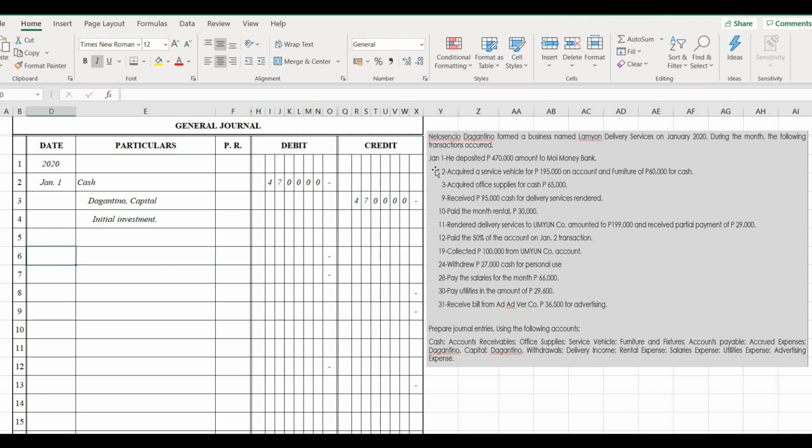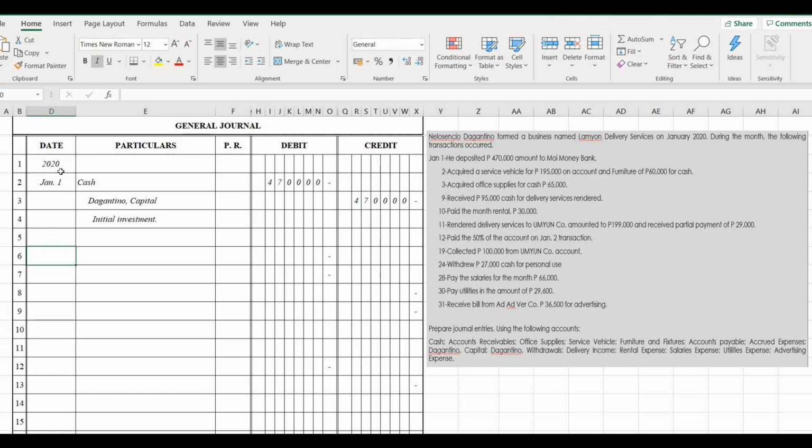So, for transaction on January 2, acquired a service vehicle for 195,000 on account and furniture of 60,000 for cash. So, for the second transaction, what you have to do is you leave one row before writing or recording the next transaction. So again, we are recording the transactions in a chronological manner. So let us now record the transaction on January 2.